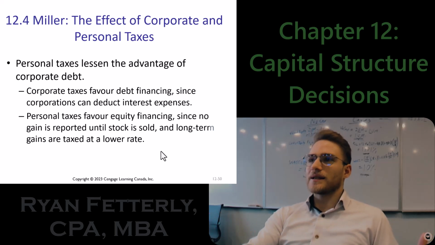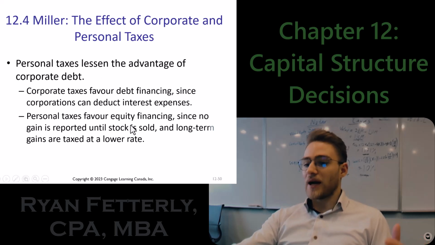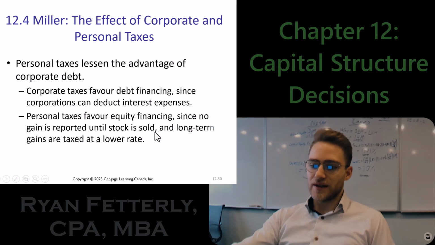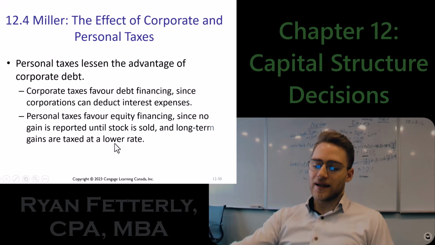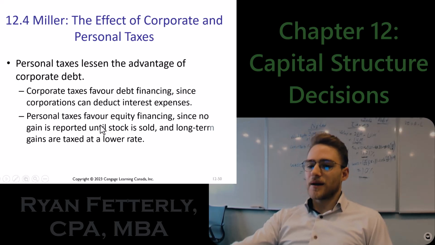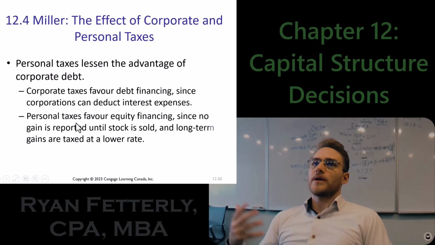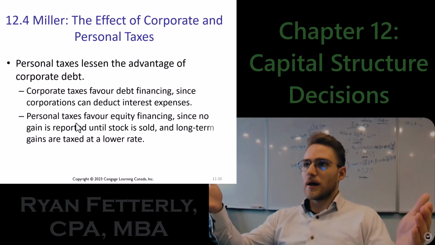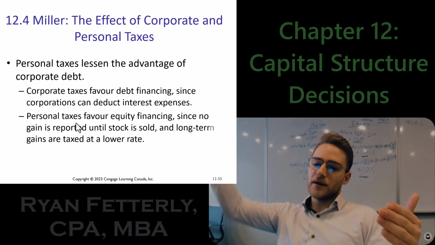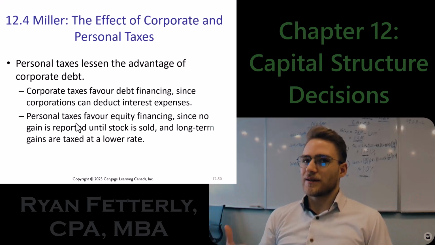So that's where this gets a little tricky. We're saying here that personal taxes favor equity financing since no gain is reported until the stock is sold, right? And long-term gains are taxed at a lower rate, right? So in this case, we're basically saying that shareholders would prefer equity over debt, even though debt drives company value, right? But in a lot of the cases, we don't actually pay attention to necessarily what shareholders want.